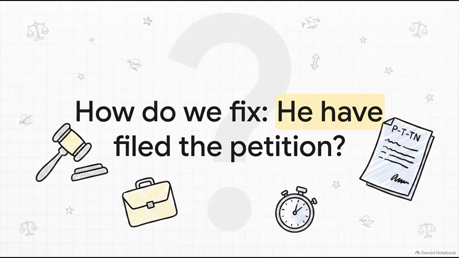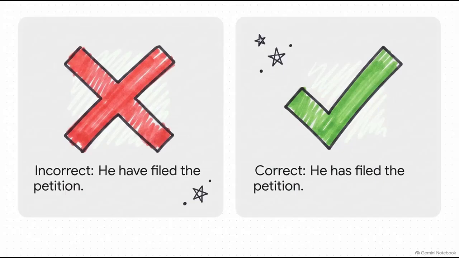Let's try another one. This is a trap that trips up a ton of junior advocates when they're rushing to explain their client's actions. What's wrong with saying, "he have filed the petition?" Again, "he" is a singular pronoun. We're speaking in the present perfect tense here about an action that was literally just completed. So the rule demands we use "has," not "have." "He has filed the petition." Boom. It instantly sounds so much sharper and a lot more authoritative.